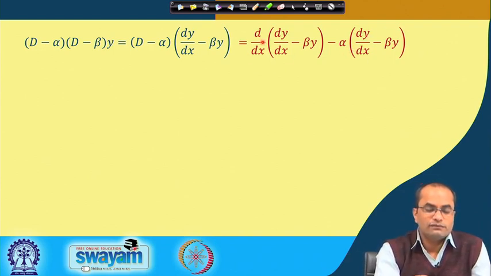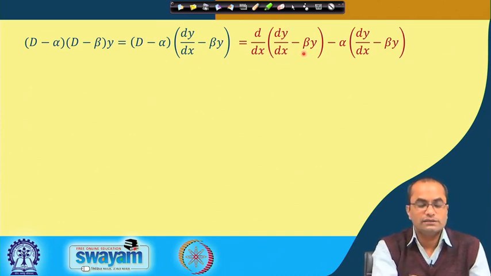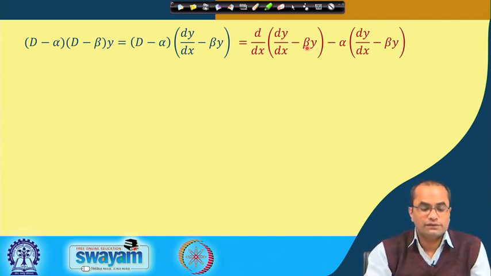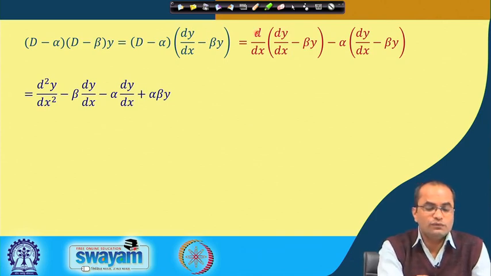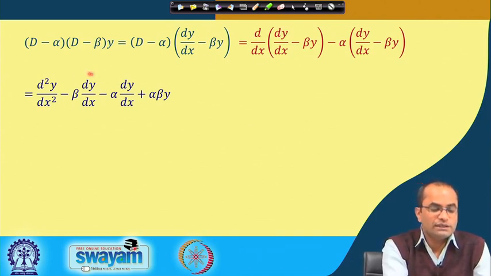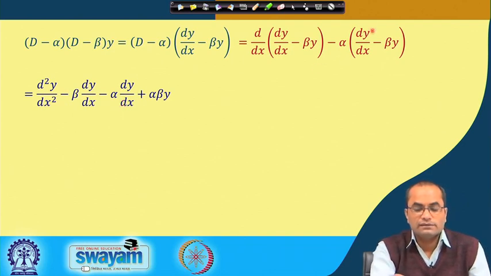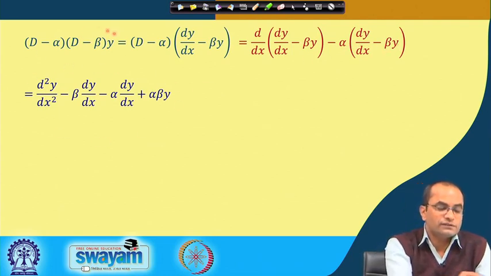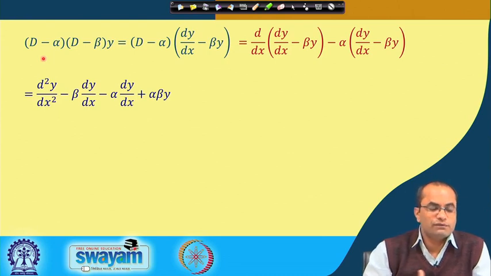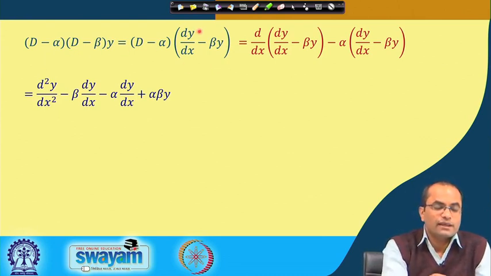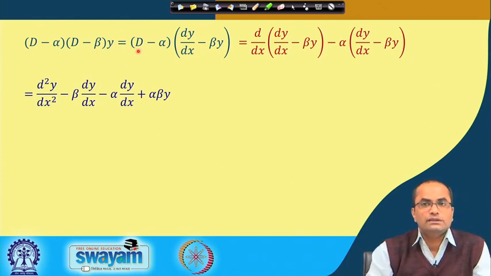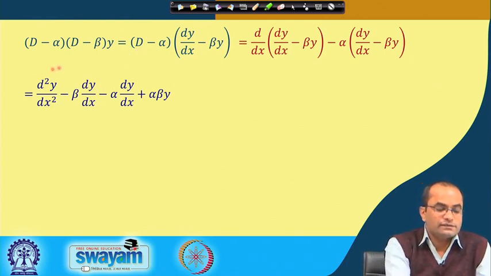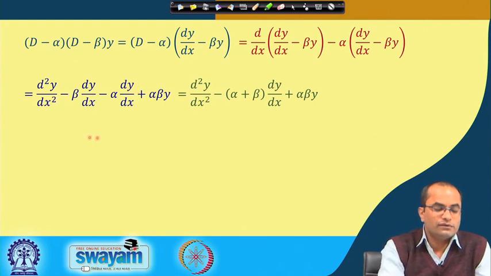In this case when we apply the operator D, this will be a second order derivative minus beta and the first order derivative. So, that is d2y over dx2 minus beta dy dx and minus alpha times dy dx and plus alpha times beta y. This is the result of the operation we have made. First we operated D minus beta, and then we operated D minus alpha, and as a result we got this one, which we can write in this form as well.